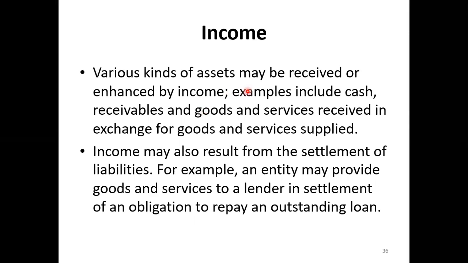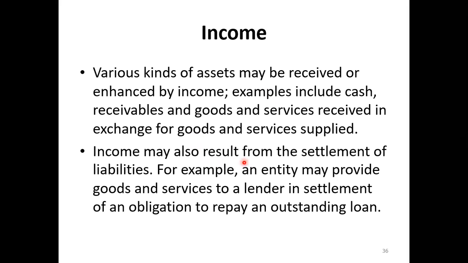Various kinds of assets may be received or enhanced by income. For example, cash, receivables, and goods and services received in exchange for goods and services supplied. So sometimes we can get income in the form of cash, or in the way of receivables, or receivables increase, or we can get goods or services in exchange in that way.